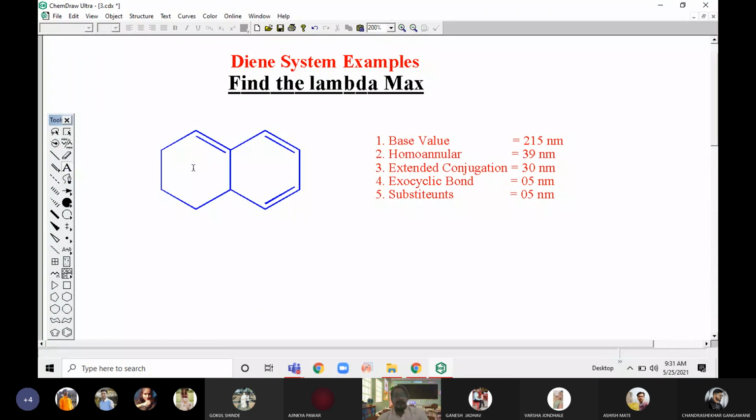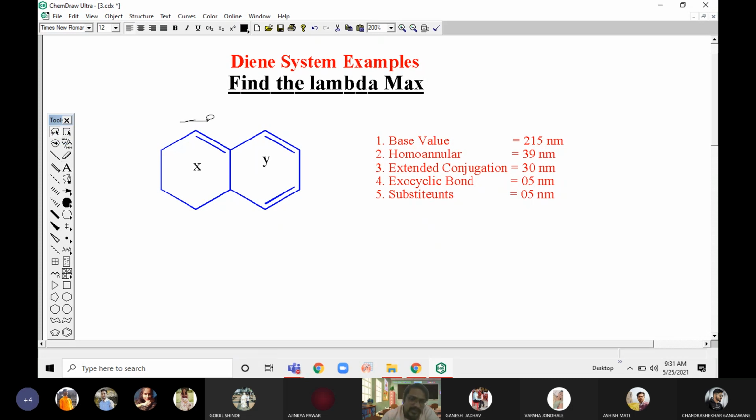What I will do, I will label this system ring X and this system as ring Y. Now, to find X, I will go anti-clockwise from this carbon. I will rotate and go like this.